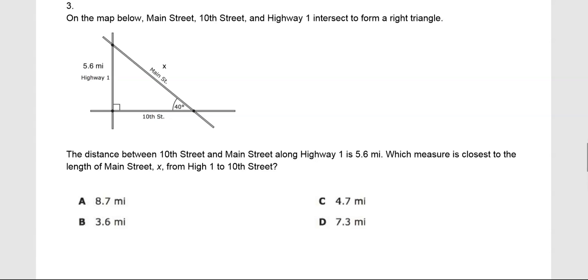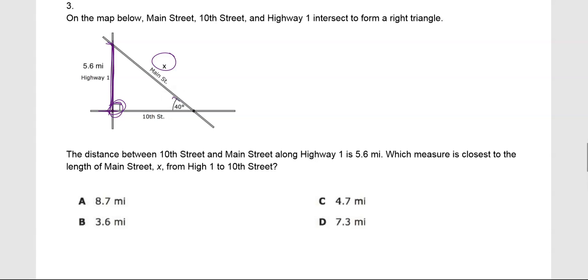On the map below, Main Street, 10th Street, and Highway 1 intersect to form a right angle, which is right here. The distance along Highway 1 from 10th Street to Main Street is 5.6 miles. Which measure is closest to the length of Main Street, x, from Highway 1 to 10th Street? Sorry, Highway 1, not High Street. Highway 1 to 10th Street.